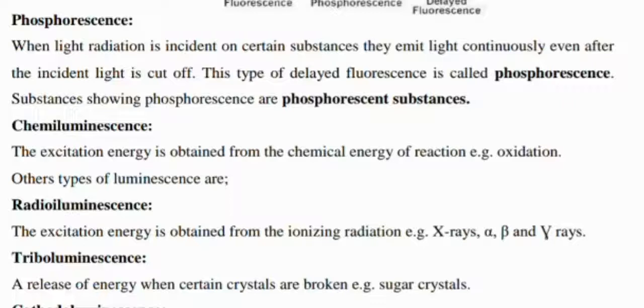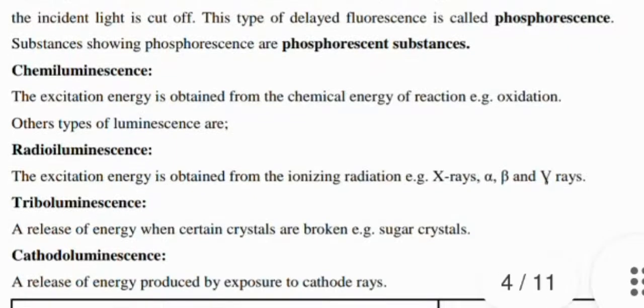Other types of luminescence: chemiluminescence, where the excitation energy is obtained from the chemical energy of a reaction, that is oxidation. Radioluminescence includes excitation energies obtained from ionizing radiation, including X-ray, alpha, beta and gamma rays. Triboluminescence is the release of energy when certain crystals are broken, for example sugar crystals. Cathodoluminescence is the release of energy produced by exposure to cathode rays.